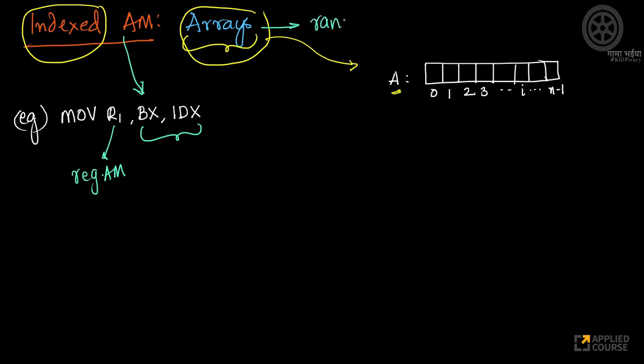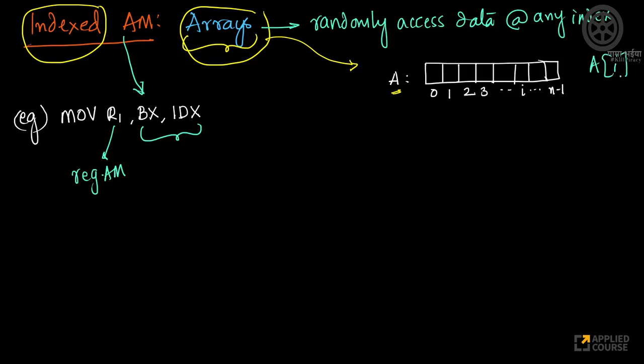You can randomly access data at any index at any point. So if you want data stored at index I, you just say A[I] in the C programming language, right? This is how you refer to it. Now, whenever you write A[I], so suppose you write A[I], how does it get translated?